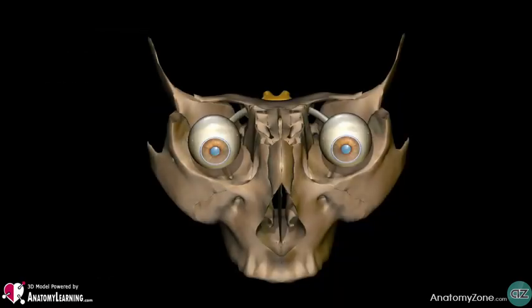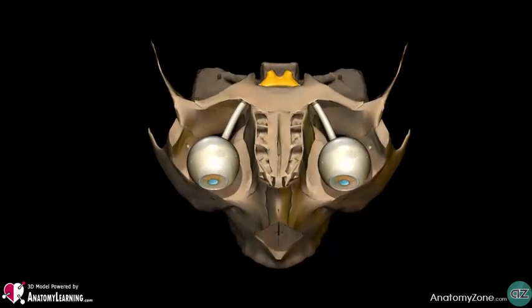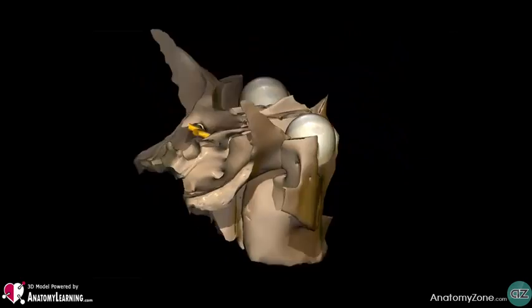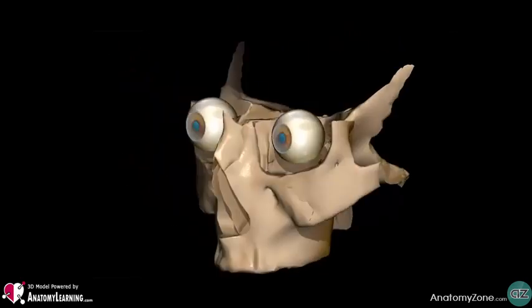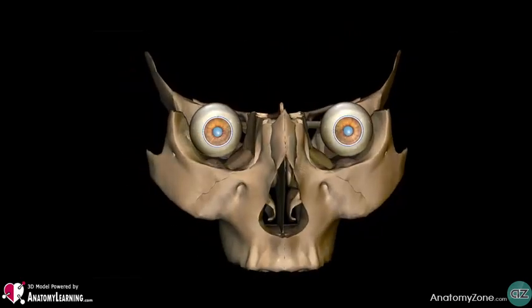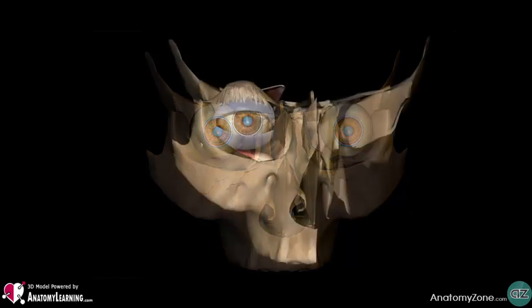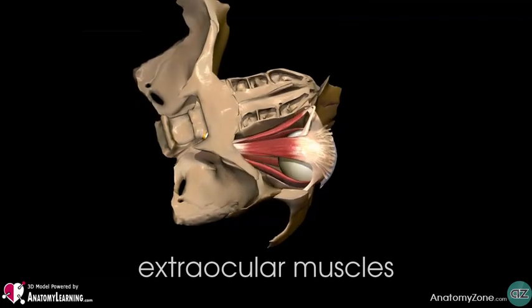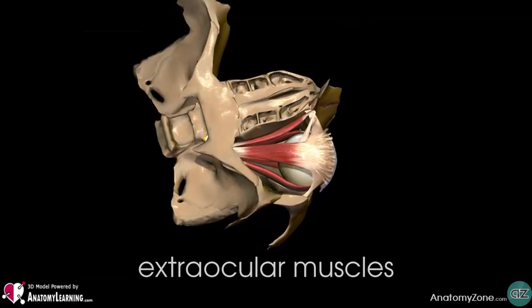Let's take a quick look now at the contents of the bony orbit. The bony orbit contains the eyeballs and their associated structures. These include the extraocular muscles, the eyelids, and several nerves and blood vessels. The extraocular muscles are responsible for the movement of the eyeball and the superior eyelid. We'll take a look at the extraocular muscles in the next tutorial.